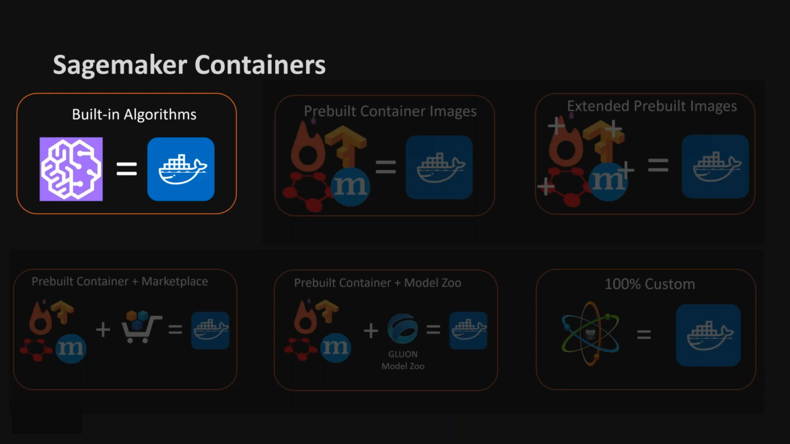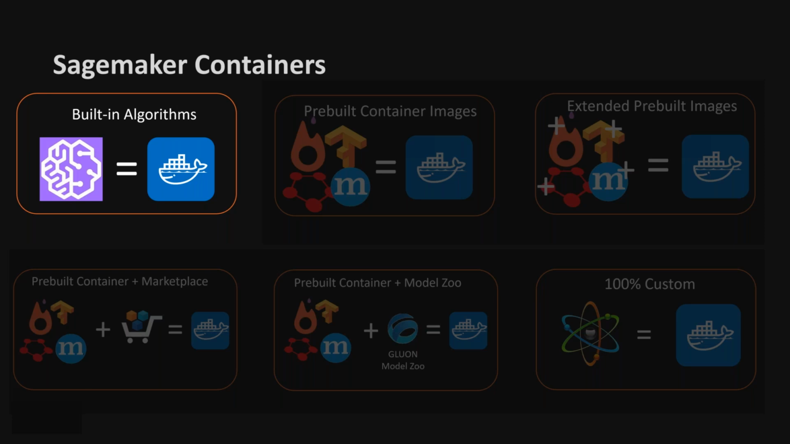Now, there's lots and lots of ways that you can build containers on SageMaker without getting your hands dirty with the Dockerfile. I want to go over those because, chances are, I think the 80-20 rule is going to apply here. 80% of your use cases can be taken care of by these few scenarios.